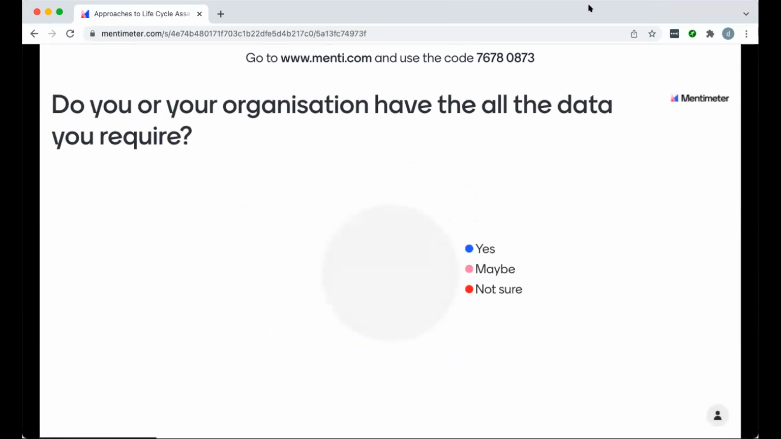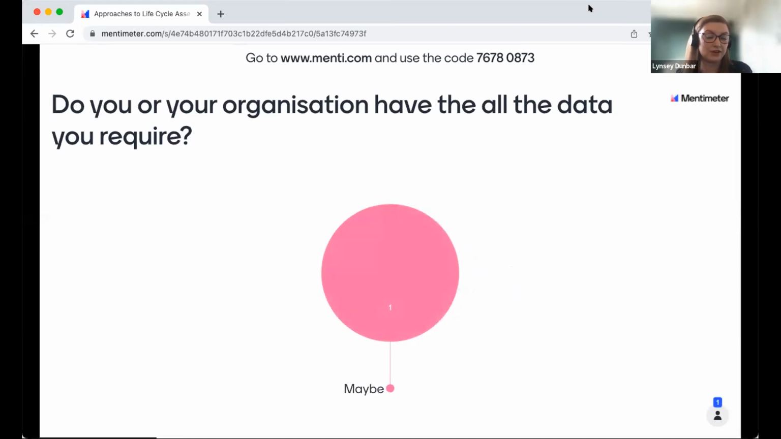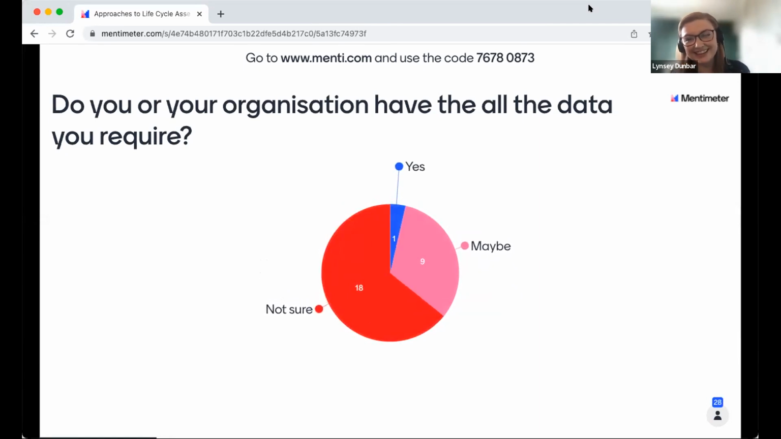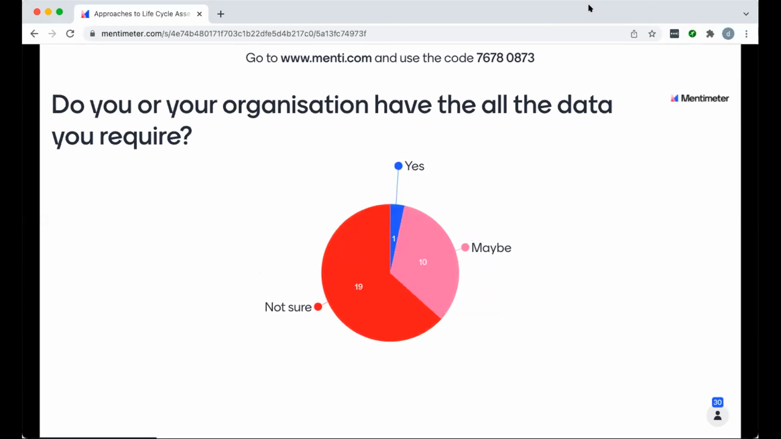Thanks very much. So, does your organization have all the data you require? We've got a yes, maybe, and not sure option there. We're not getting any yeses so far. Oh, got one yes. So it looks like there's still a lot of work to be done on the data side of things for everyone. Maybe the person who put yes in the chat box could say who it was. Would be interesting to know.